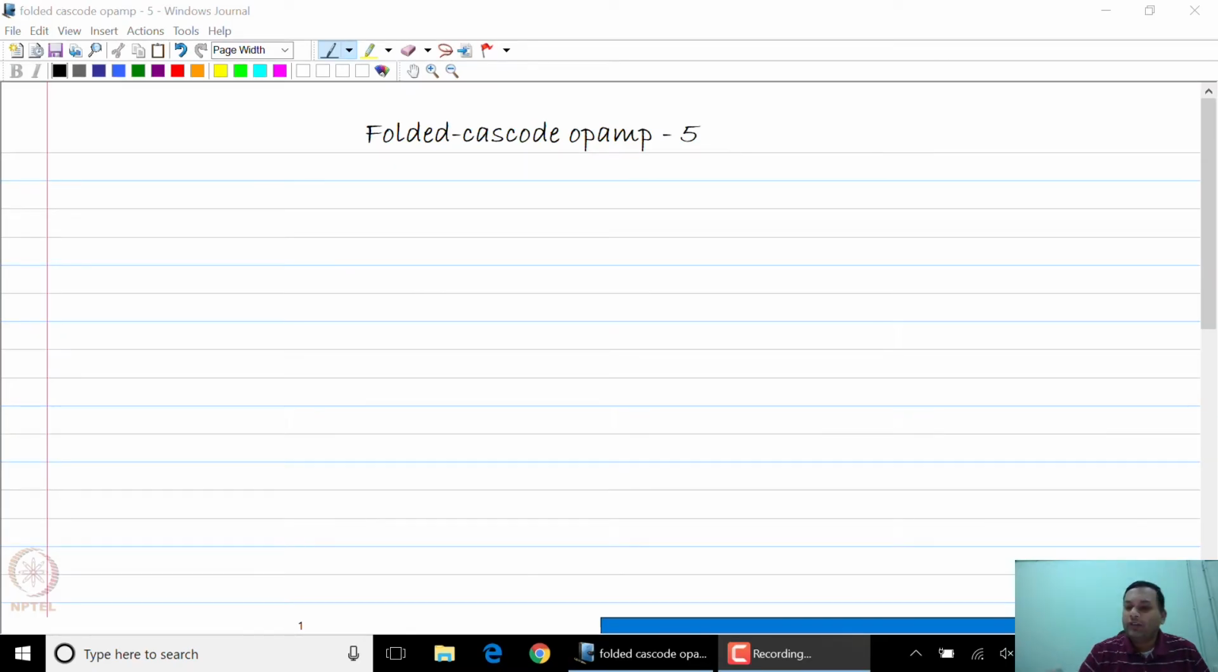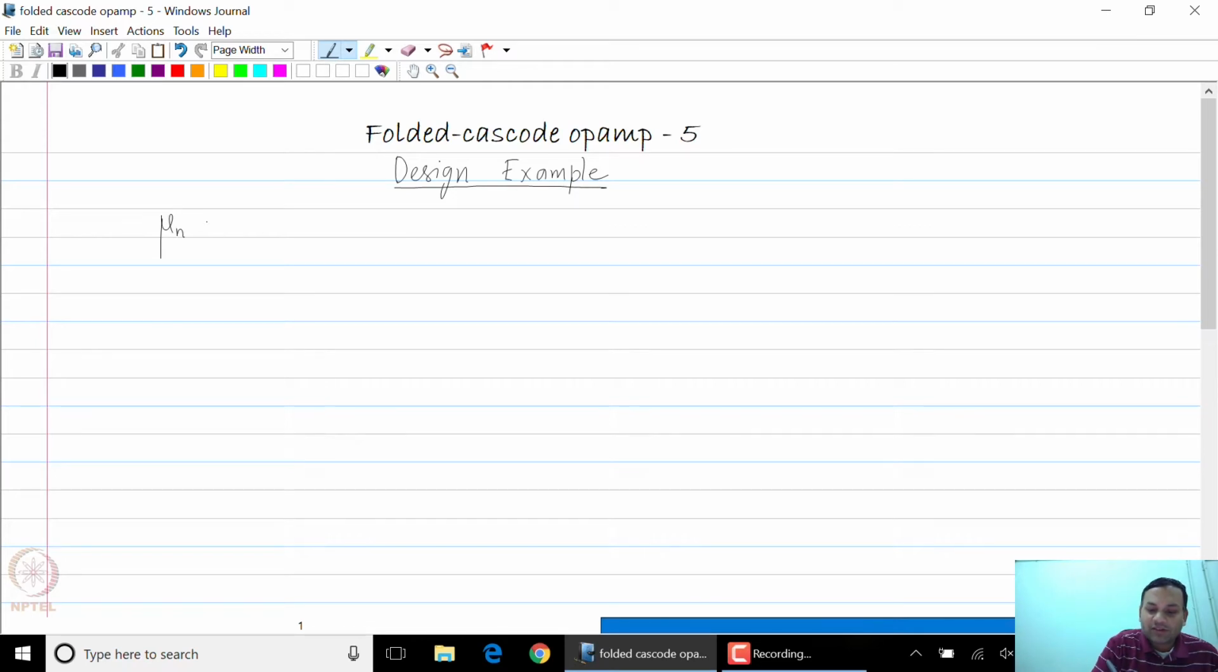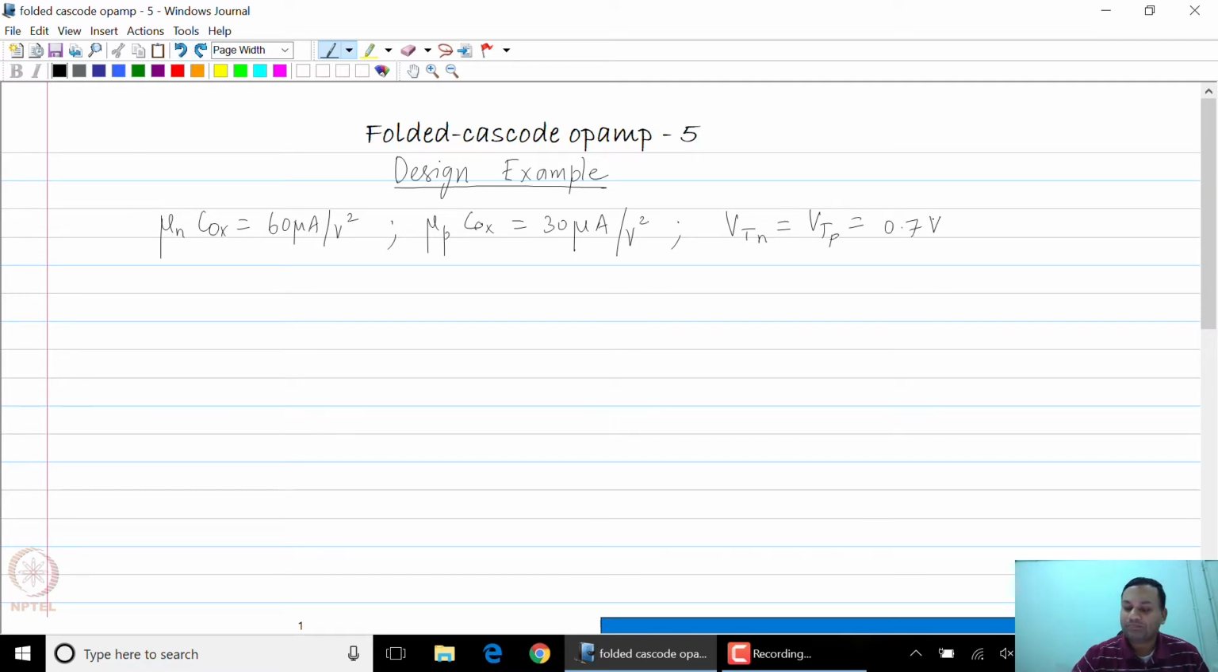In this lecture, we are going to do a small design example of the folded cascode op-amp. So let us take some sample parameters as well as design requirements. So let's first start off with the transistor parameters. Let us say you are given mu n C ox as 60 microamp per volt squared, mu p C ox is approximately half that, so 30 microamp per volt squared, and let us say the threshold voltages of the NMOS and PMOS are equal and are 0.7 volts each.